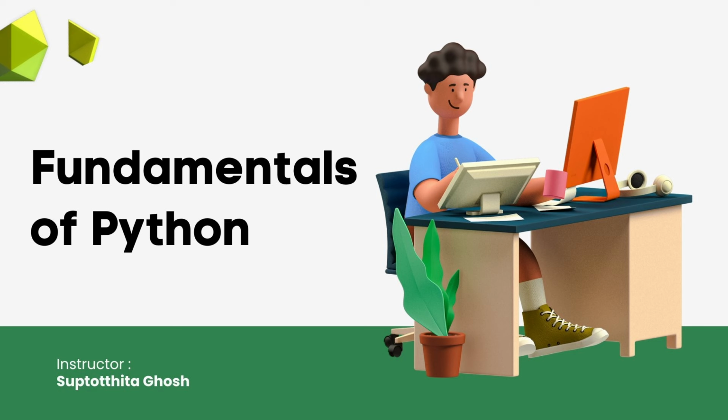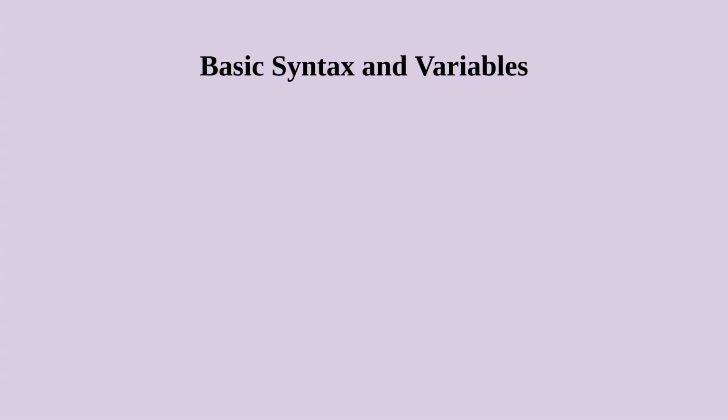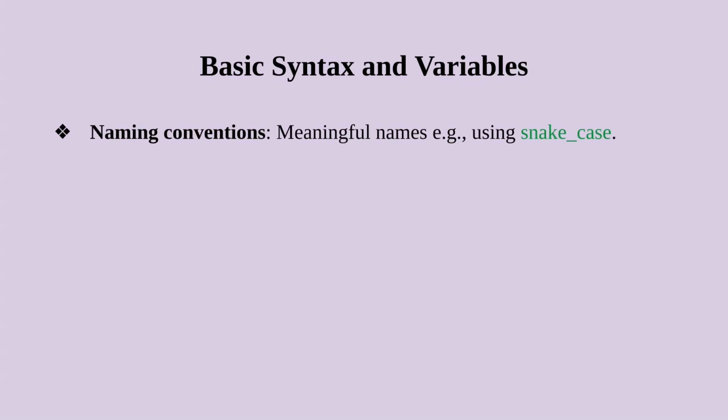In this module, we will start with fundamentals of Python. Basic syntax and variables. Naming conventions. We have to give meaningful names to our variables. Example, we can use snake case. Snake case refers to the style of naming where blank spaces are replaced by underscore. This is done for clarity and also because we can't use blank spaces in variable names.